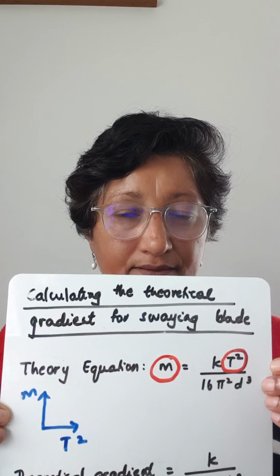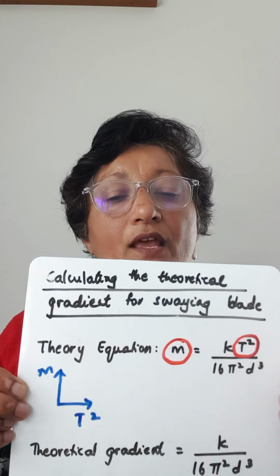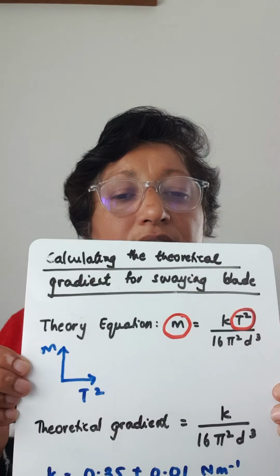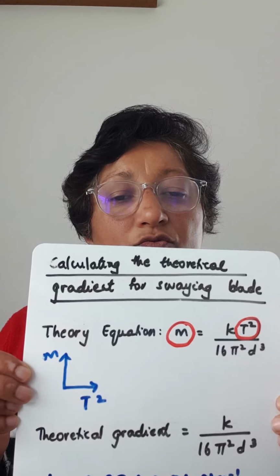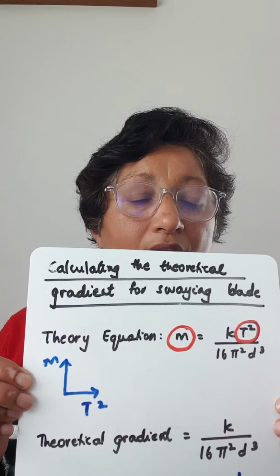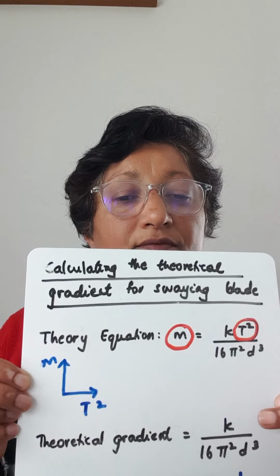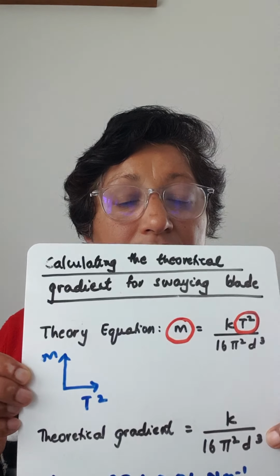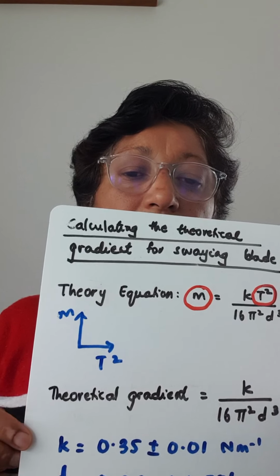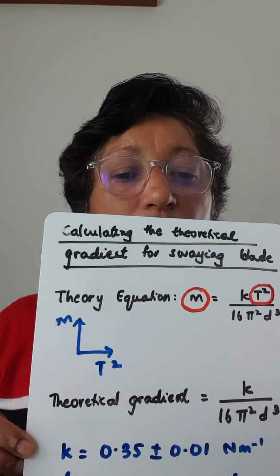theoretical gradient. Okay, so your theoretical gradient is k over 16 pi squared d cubed. Now 16 and pi have their values, you know what they are. However, we need to know the value of k and d. So the value of k is already given. It's given as 0.35 plus or minus 0.01.